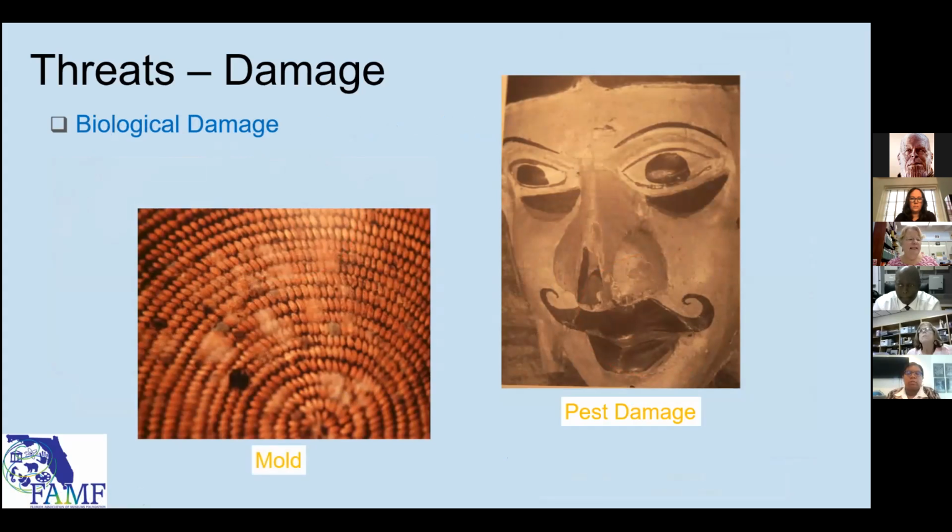Biological damage can take several forms, including mold and insect damage. You can see mold here on the Native American basket. And on this Balinese mask, the interior wood of the mask's nose was eaten away by bugs. But that wasn't visible until somebody picked this up improperly and their finger punched through the very thin exterior surface that was remaining after the bugs had eaten the interior of the nose.